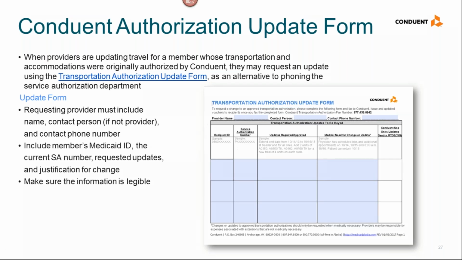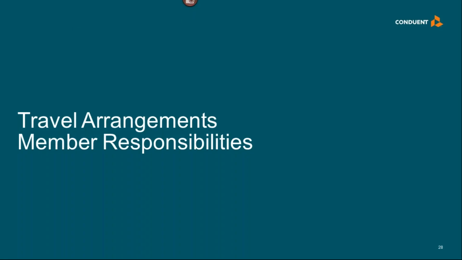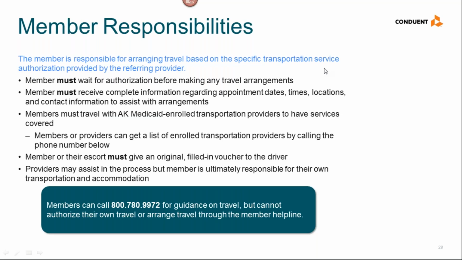All right, members do have some responsibilities with travel as well. Members are responsible for arranging their travel based on the specific transportation service authorization provided by their referring or arranging provider. Members do need to wait for those authorizations to be in place before they make any travel arrangements. They must receive complete information regarding appointment dates, times, locations, and contact information so that they can make their arrangements appropriately. They need to travel with Alaska Medicaid enrolled transportation providers.